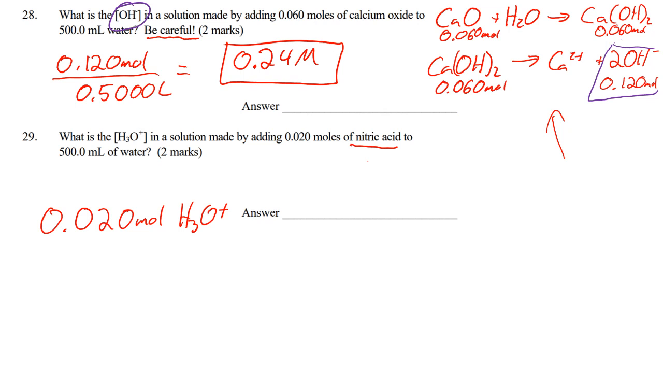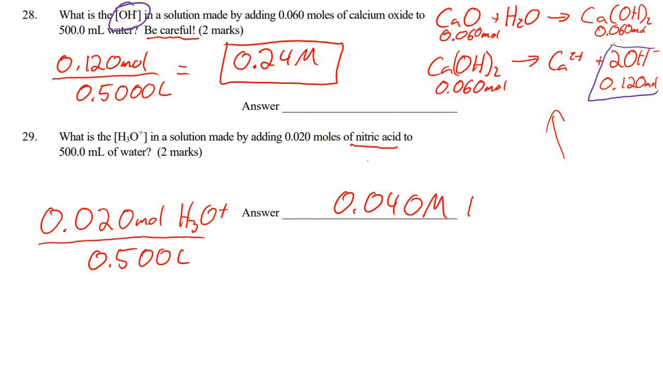Okay, but it doesn't want to know the moles of hydronium. It wants to know the concentration of hydronium. So I just take my moles and divide it by my liters. My 0.02 divided by my 0.5, and that's just 0.04 molarity.